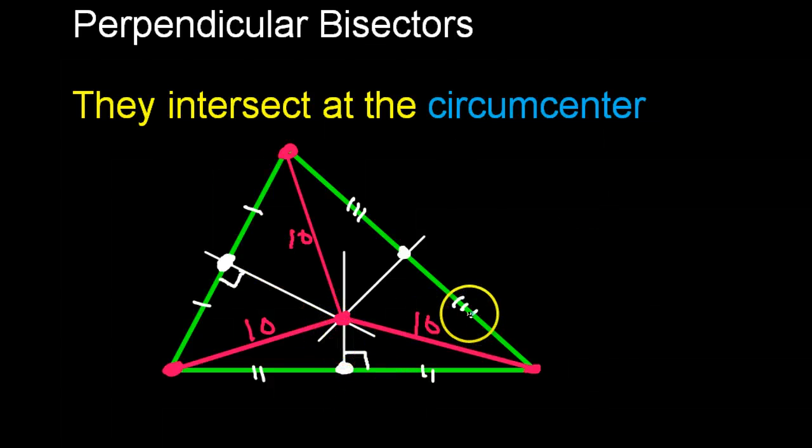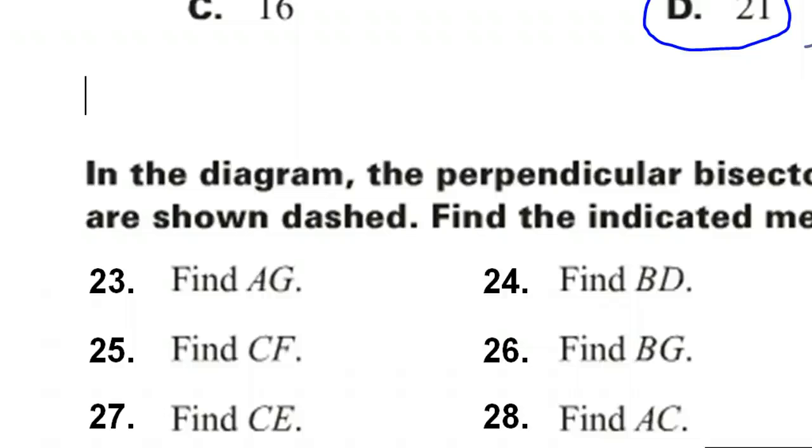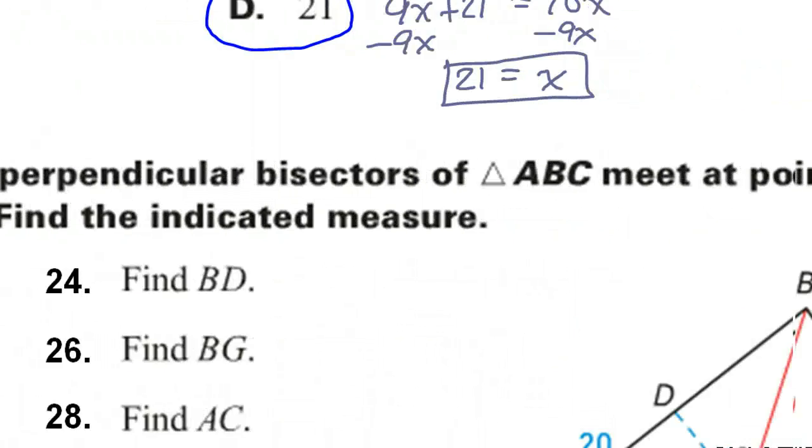I know that's a lot of information. We learned what a perpendicular bisector was. We learned that if we form perpendicular bisectors of a triangle, they will meet at the circumcenter. And then we learned that the circumcenter will be the same distance to all of the vertices, the corners. So we need to put all that information together to help us answer these questions.